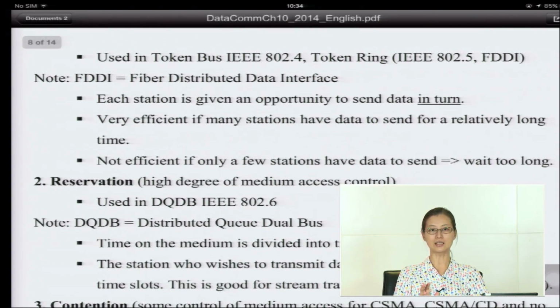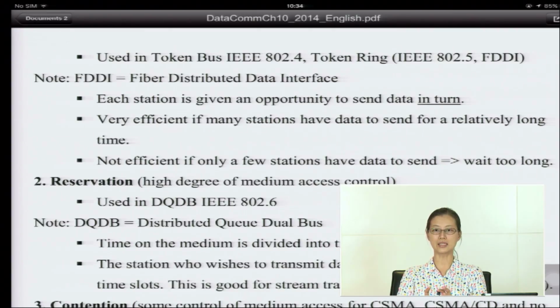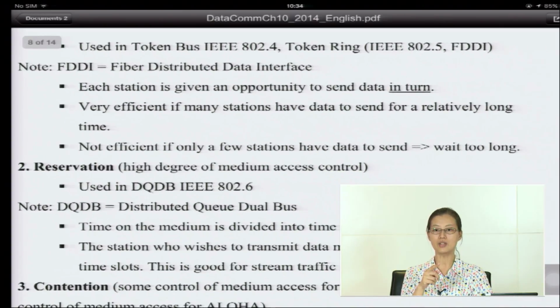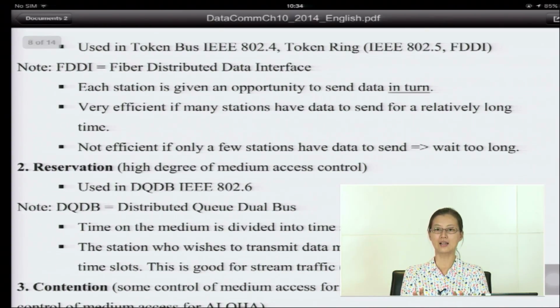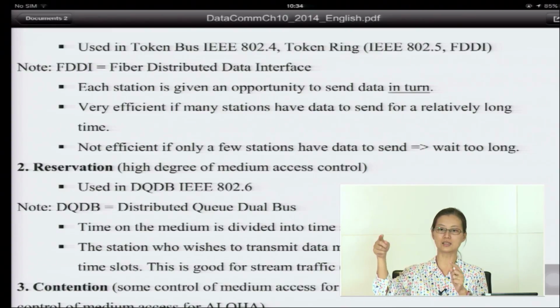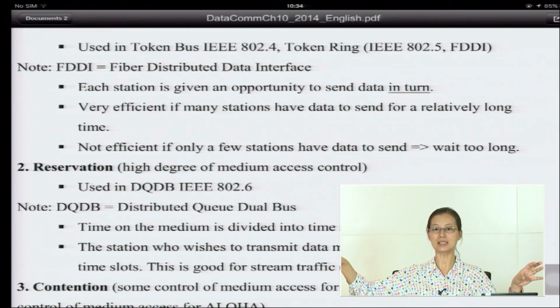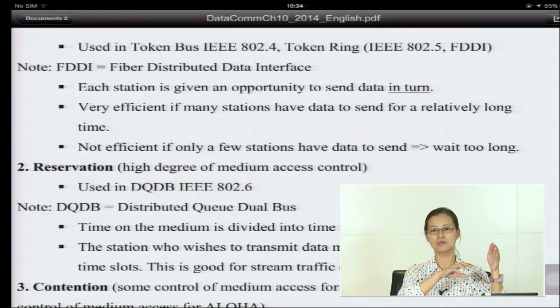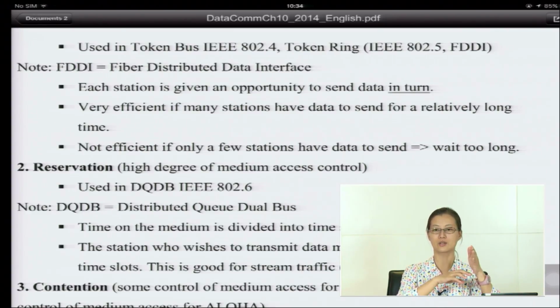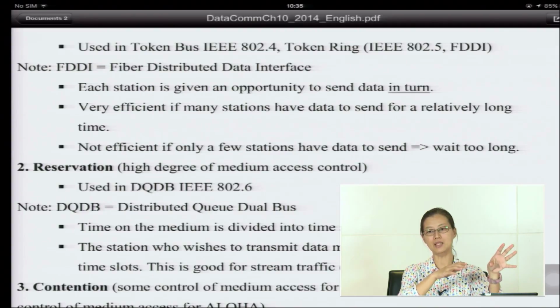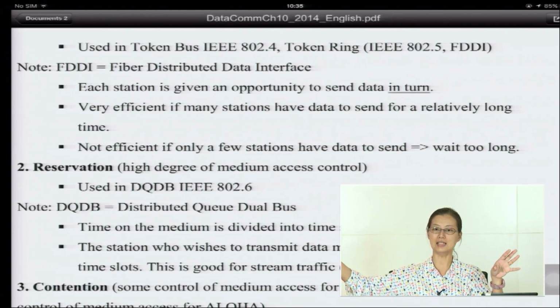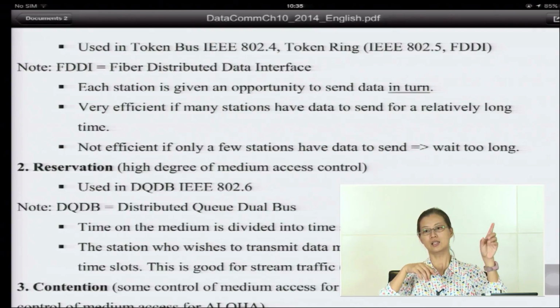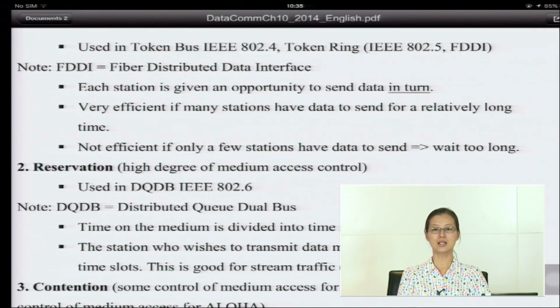In this one, each station is given an opportunity to transmit data in turn. So you have to wait your turn to transmit. It's very efficient if you have a lot of stations and the stations have data to send for a relatively long time. If you have a lot of people who want to speak at the same time, you allow them to speak in turn, maybe 5 minutes each, and when you are finished with the 10 people, you come back again. The first one can speak another 5 minutes, something like that.